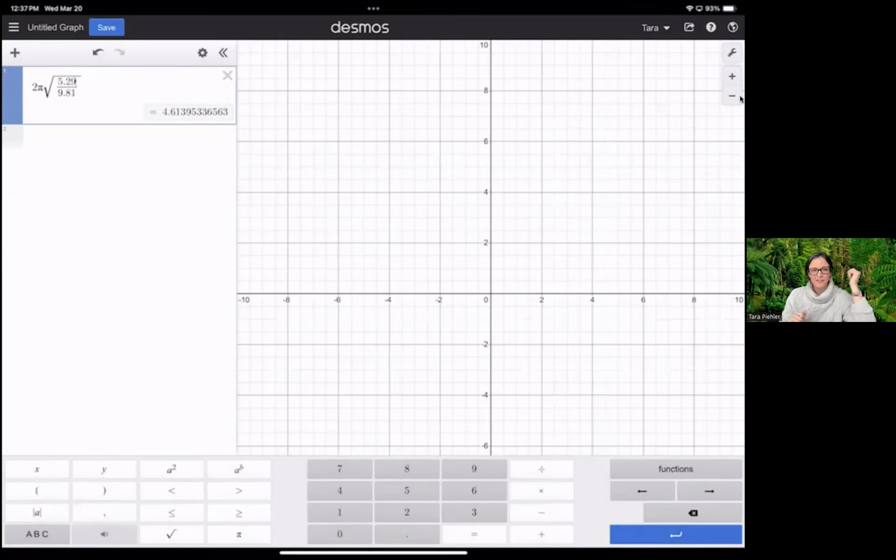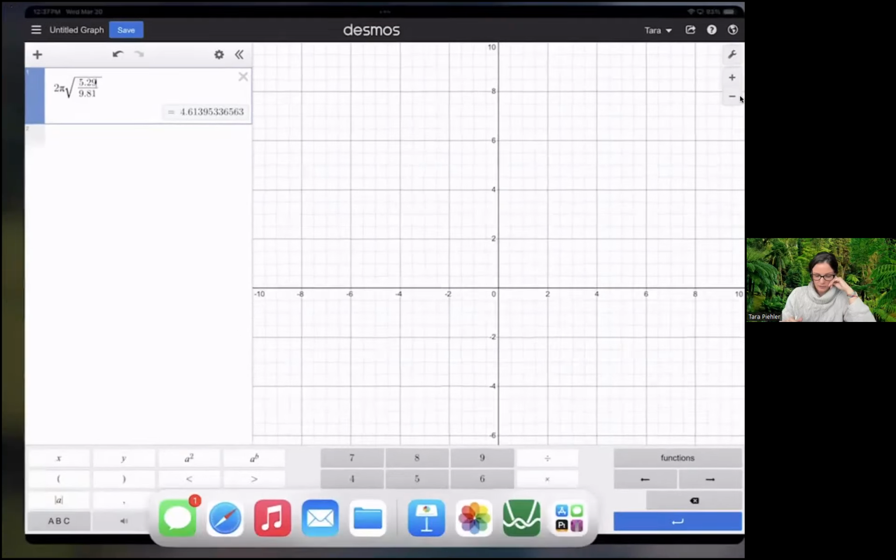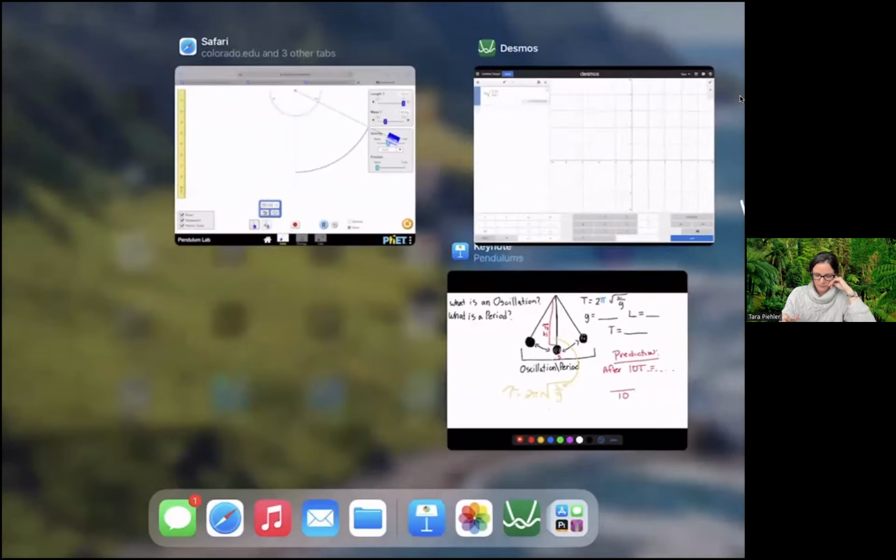Bam. Yes. Each period should be 4.61 seconds. Is that what everyone else got? The reason I'm doing this is because you're going to have to do it on your own here in a second. So essentially, you're going to need to know this equation, and you put in the length of the string, and the weight doesn't make a difference. You just got to know the acceleration due to gravity. Okay. Super easy.